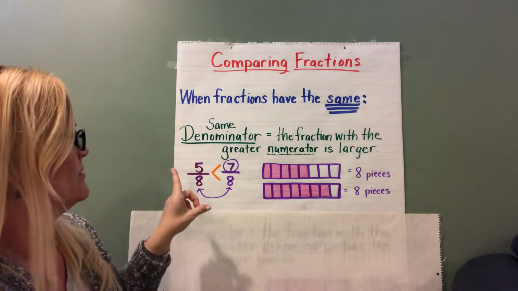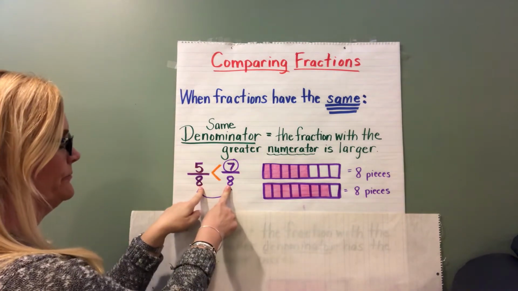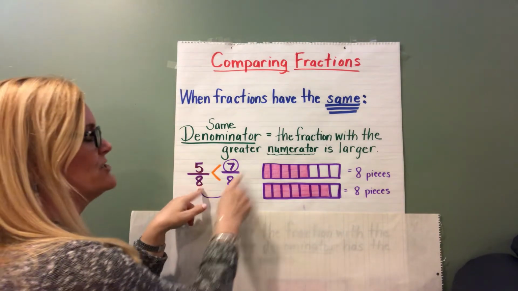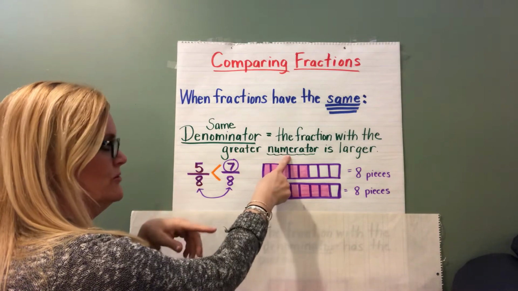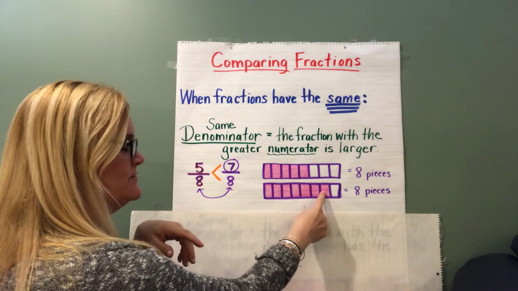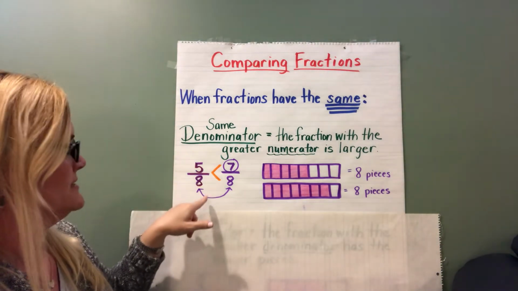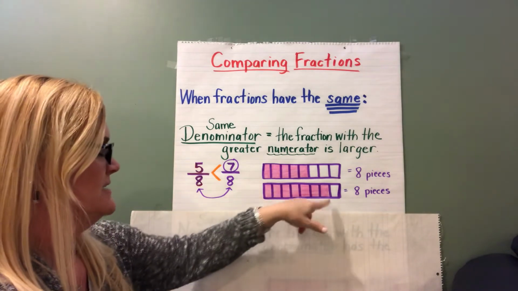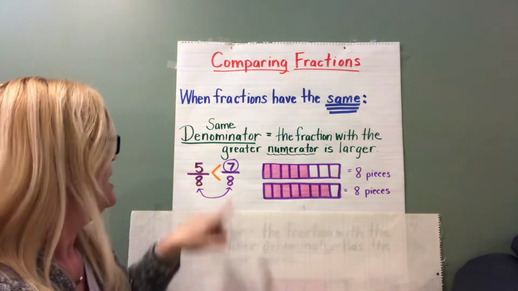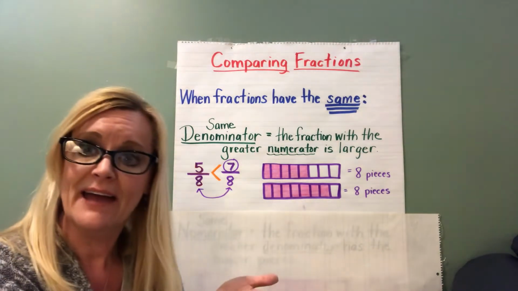And what you want to think about is when you have a fraction with the same denominator, the fraction with the greater numerator is the larger one. It would take up the most amount of space, and it would be the greater fraction. Because think about it. Let's say this was 8 pieces of a candy bar, and you ate 7 pieces, and your friend only ate 5.